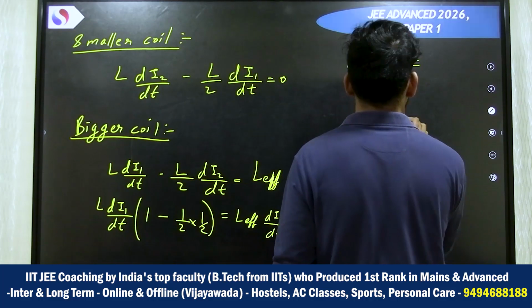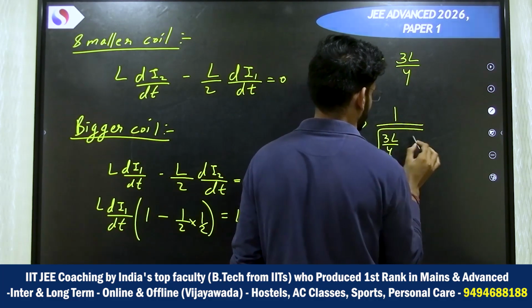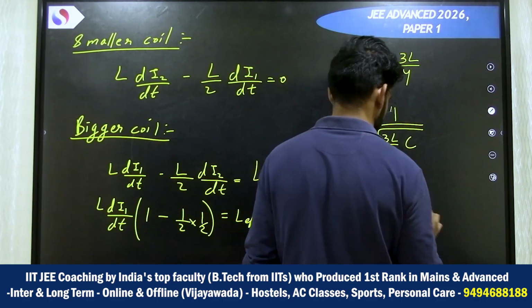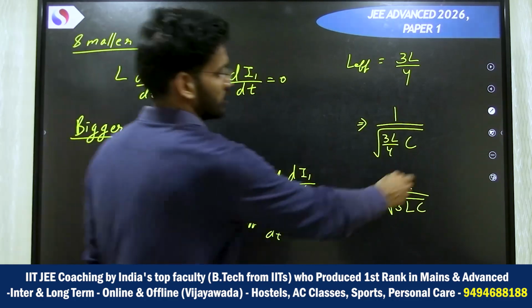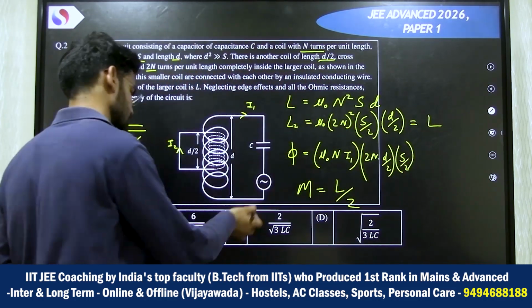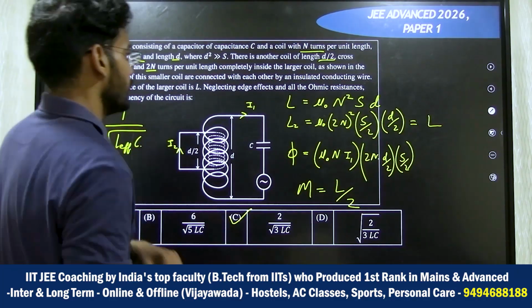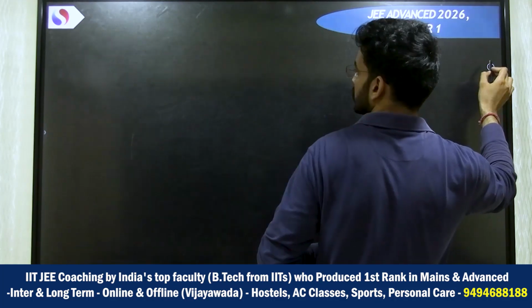So your resonant frequency is 1 upon under root of 3L by 4 into C. The 2 will go in the numerator, giving 2 upon under root 3LC. That is your final answer. So do we have anything like this? 2 by root 3LC, that is option C. I hope this is clear. Got it? The main part was to calculate the L effective. That is the only part to be solved.